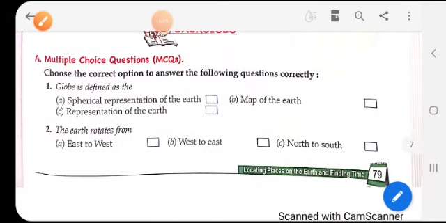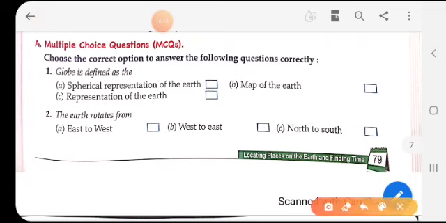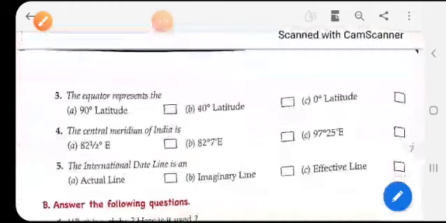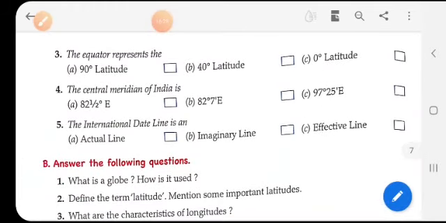Now, let's do the exercises. We have the multiple choice questions. Let's see what it is. Globe is defined as the representation of the earth. The earth rotates from, as I said, west to east. That is why we have the sunrise in the east. Next, the equator represents 0 degrees latitude. The central meridian of India is 82.5 degrees east. The international date line is an imaginary line.